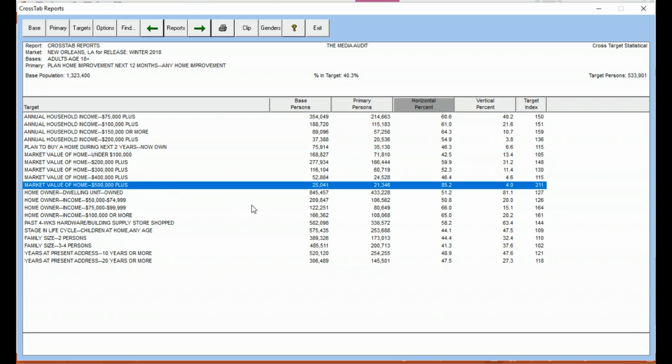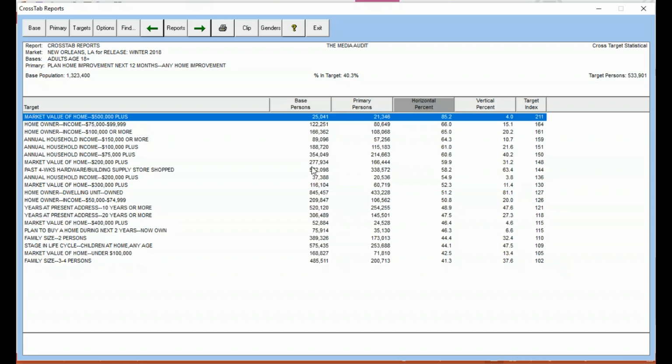Is the value of the home really high? I can sort on this. And in fact, the folks with the highest indices are those that have the highest priced homes. The higher that percent penetration, the more likely these folks are envisioning a project. And they are 85%. Because there's only 25,000 people that own a home that is worth $500,000 or more, and 85% of them, or 21,000, are planning a home improvement project. They are twice as likely, actually more than twice as likely, than the typical market adult to be considering that.